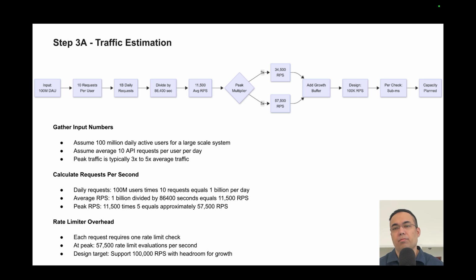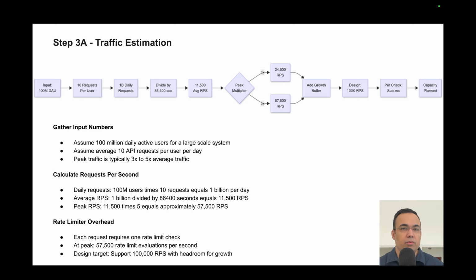So for example, let's assume in this problem, the interviewer gives you 100 million daily active users for a large scale system. Then based on that, we can assume an average of 10 API requests per user per day. And we can assume peak traffic will be roughly 3 to 5x the average traffic. All these things you should be clarifying with your interviewer as well. But if the interviewer tells you to assume these things, these are the safe numbers to assume.